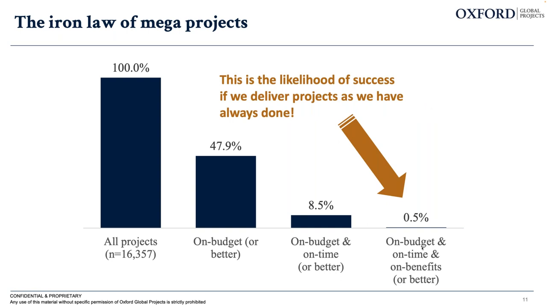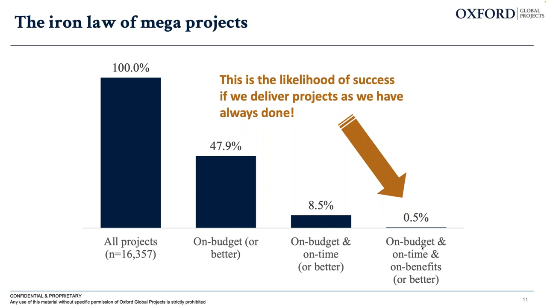Which basically says that this is the likelihood of success if we keep delivering projects as we have always done. There's been no improvement of this for as long as these types of data have been recorded. And so I'm hoping you'll all agree with me, if you, for instance, look at the green transition with all these megaprojects that have to come online for us to reach net zero targets, that there is definitely room for improvement here.